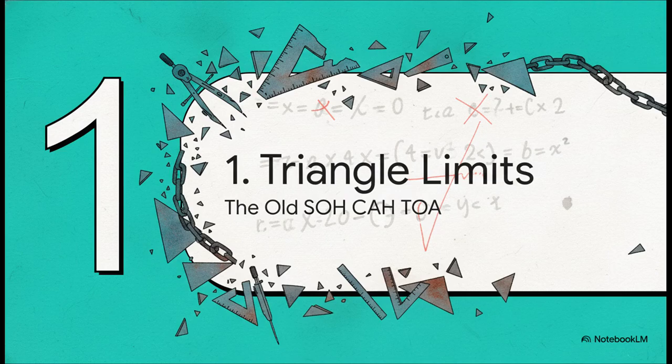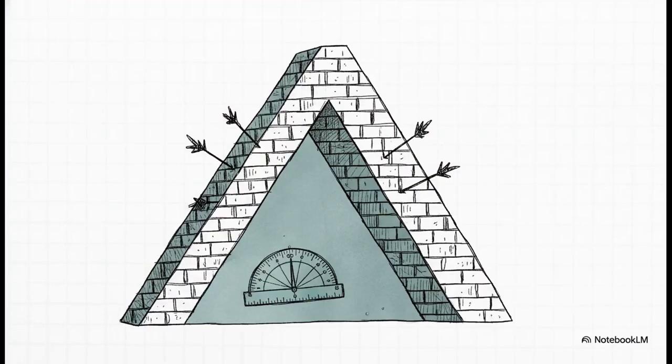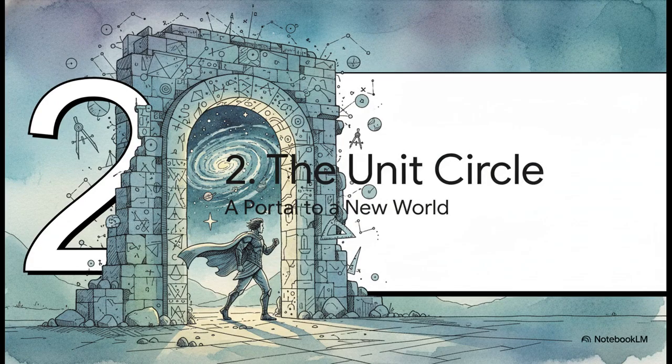First up, triangles have limits. We need to understand the problem with good old SOHCAHTOA so we can appreciate why the solution is so brilliant. You see, the whole world of SOHCAHTOA lives and dies inside a right triangle. And since all the angles in a triangle have to add up to 180 degrees, we're stuck. We're pretty much restricted to only working with angles between 0 and 90. To really understand rotation and the full universe of angles, we've got to break out of that triangular box. And that's where our hero makes its grand entrance.